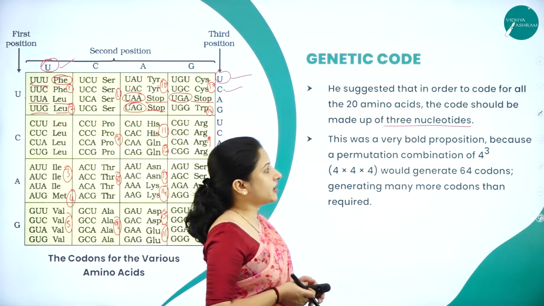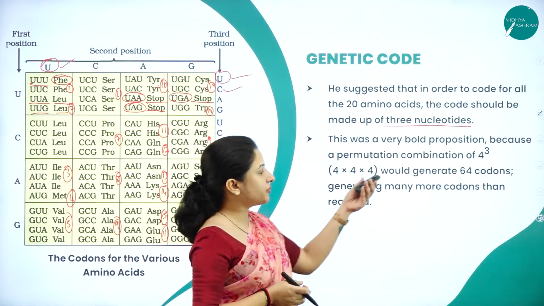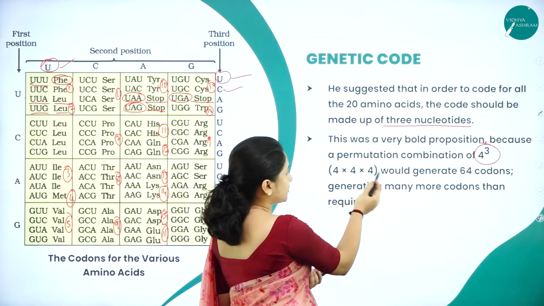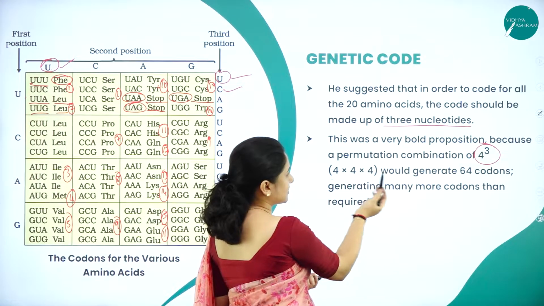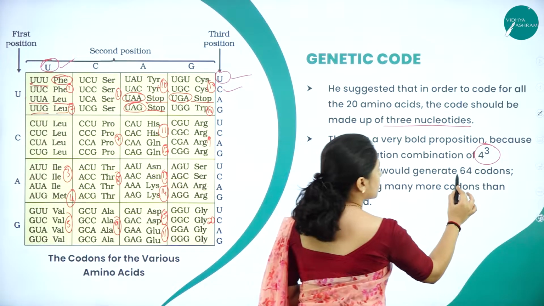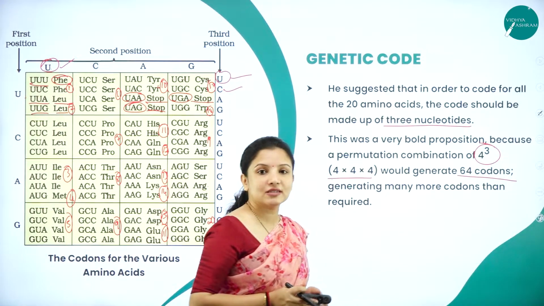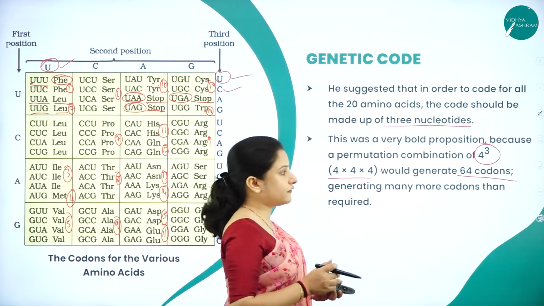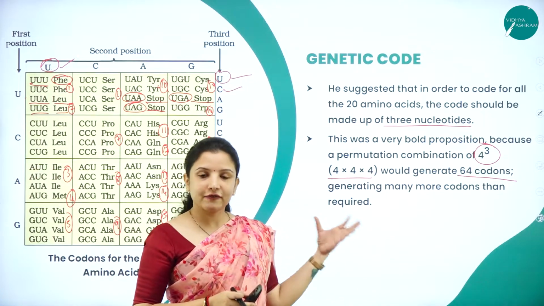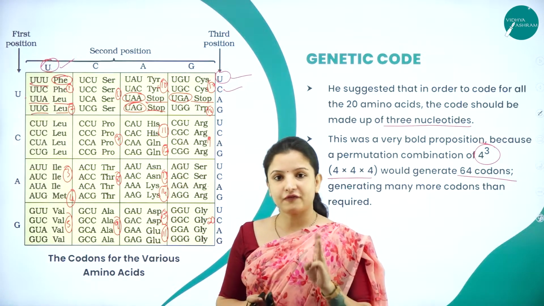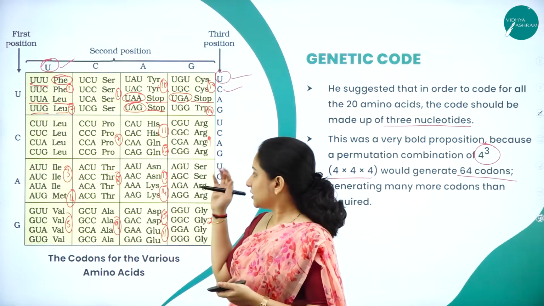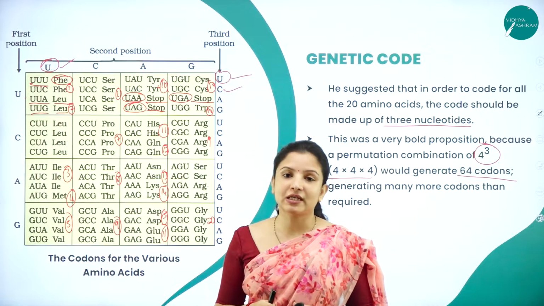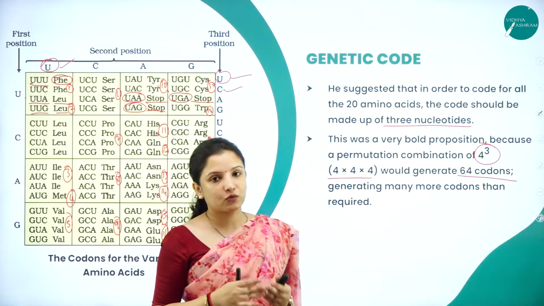This was a very bold proposition because a permutation and combination is involved here, wherein 4 to the power of 3. If you see here, 4 4s are 16, 16 4s are 64. Therefore, totally how many codons are generated? 64 codons are generated. But these 64 codons, which appear in the form of triplets, are enough for the synthesis of 20 to 21 different amino acids which are needed for protein synthesis. So that is what they found out.